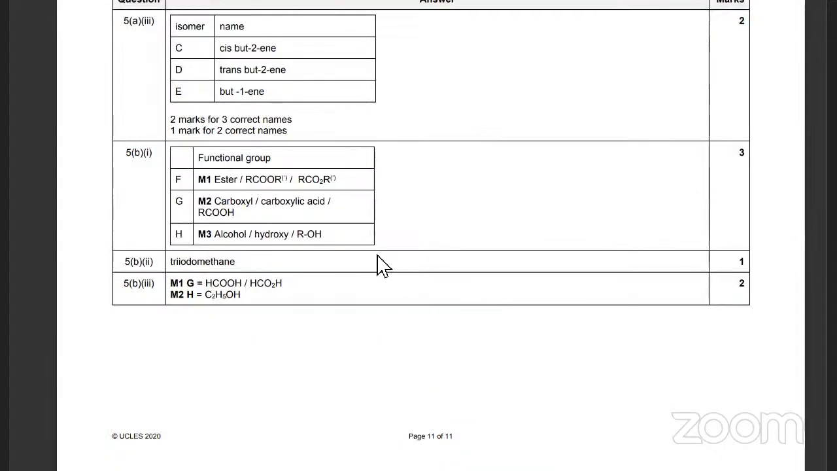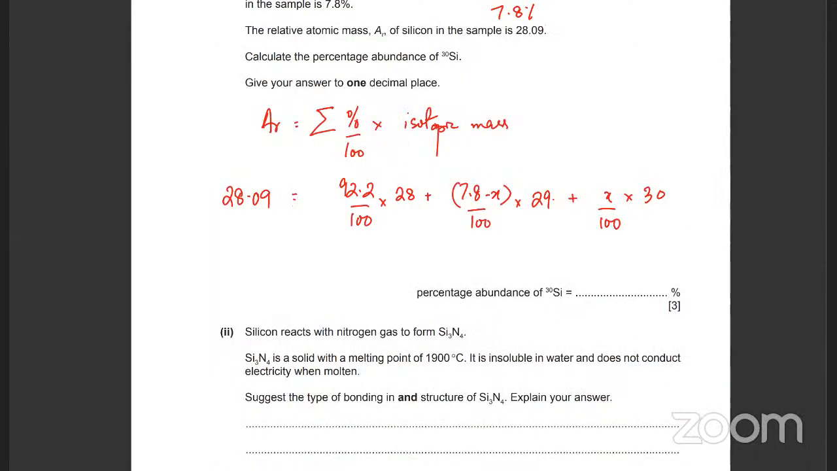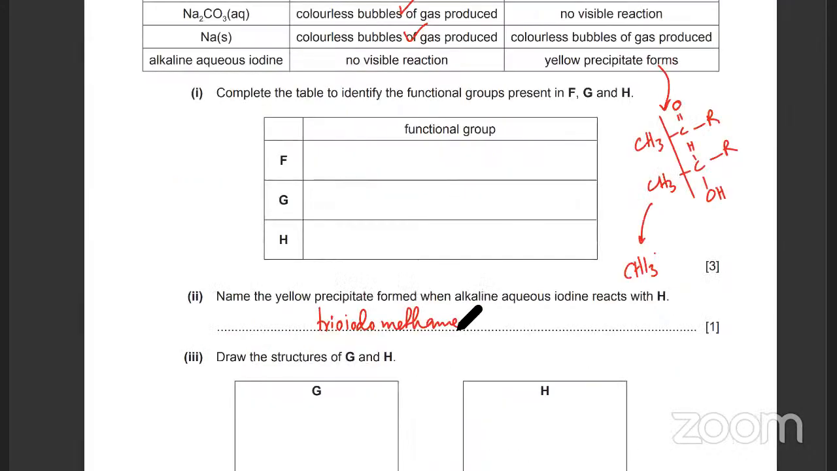Sir, it was in 2018, summer 22. It was mentioned in the marking scheme somewhere. So maybe it got accepted, but over here it's triiodomethane. This is the latest one. Okay. So coming back to this, over here they just gave you triiodomethane. That's it.